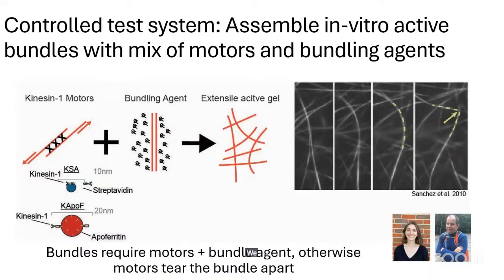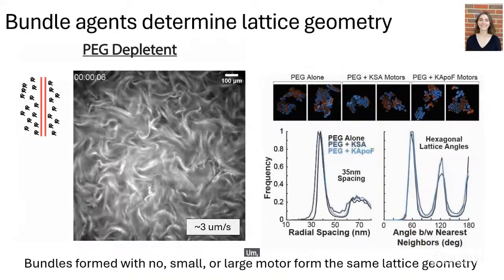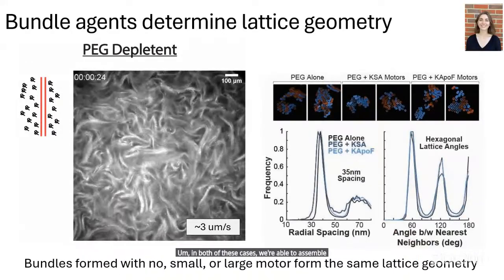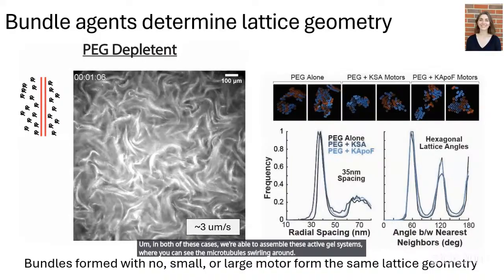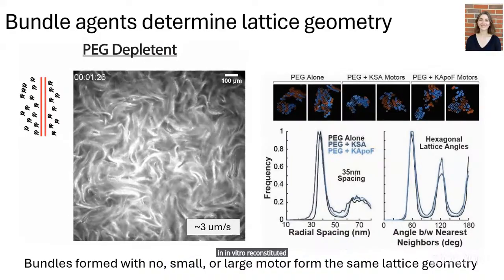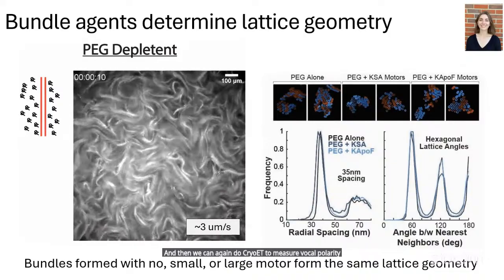We tried 2 different motors, one using a streptavidin linker and one using a neutravidin linker. That gave us a final motor size of 10 or 20 nanometers. In both of these cases, we're able to assemble these active gel systems where you can see the microtubules swirling around in an in vitro reconstituted system. And then we can again do cryo-ET to measure local polarity and spacing of microtubules.